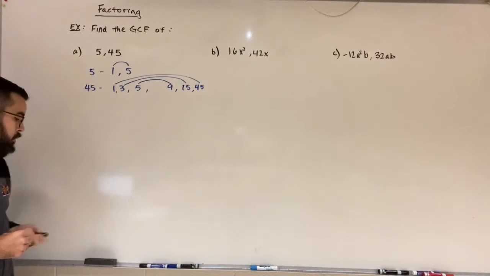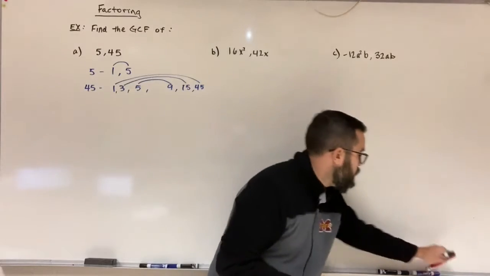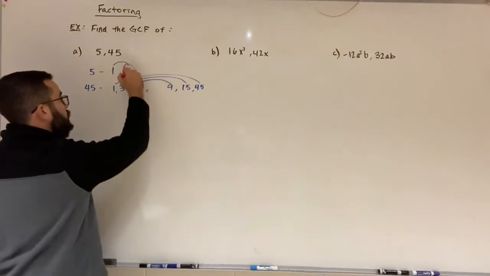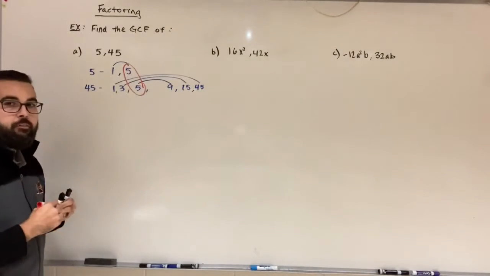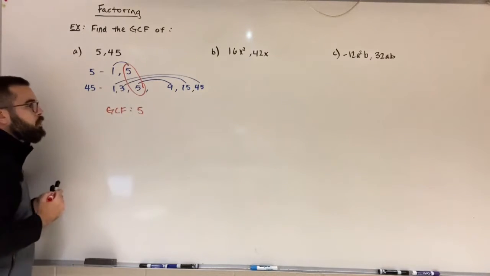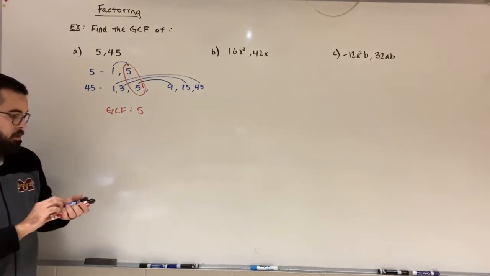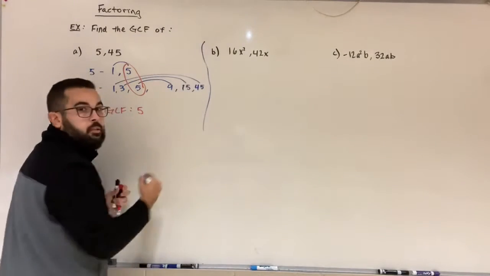So then you compare the two lists and you look for what's the largest number they share. And the largest number they share is 5. So the GCF of those two numbers is 5. All right, moving on, the next one.